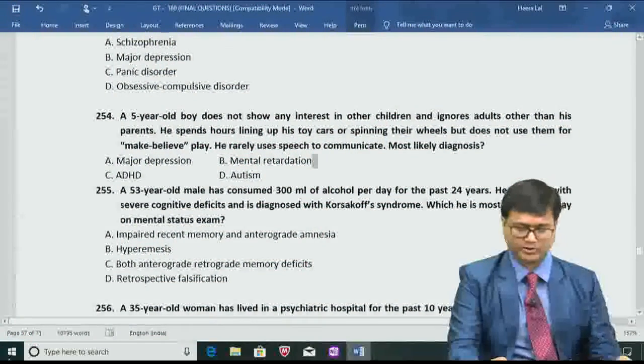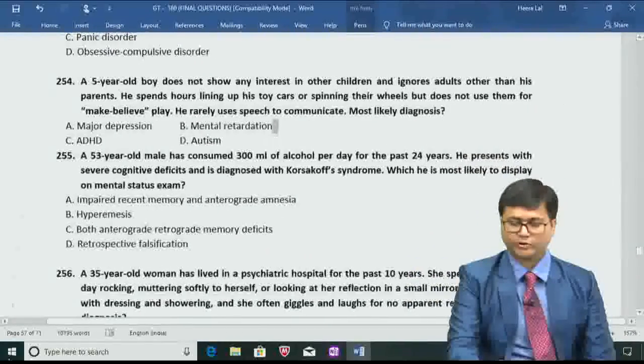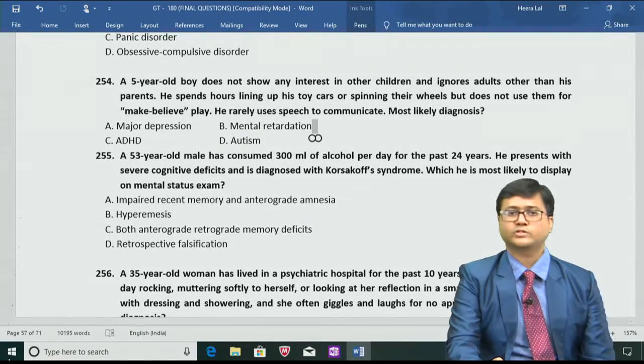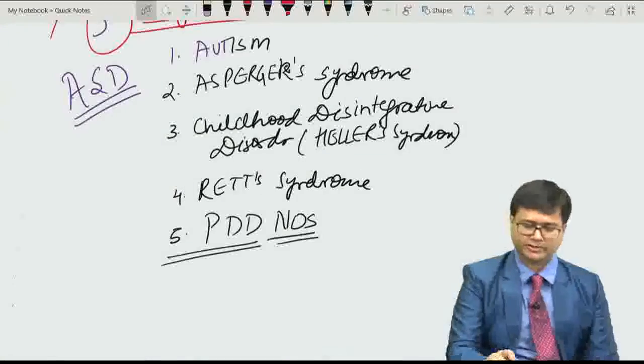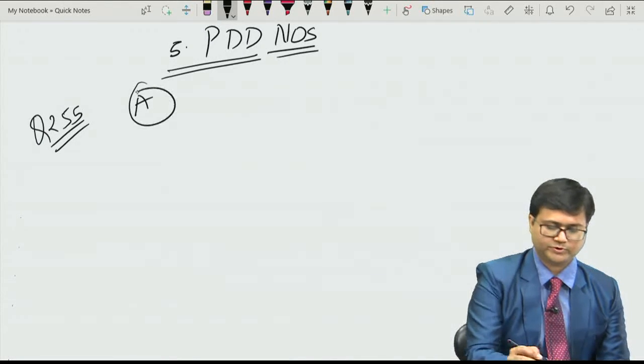Now coming to the next question. A 53-year-old man consumes around 3 ml of alcohol per day for the past 24 years, presents with severe cognitive deficit, and is diagnosed with Korsakoff syndrome. What is the most likely finding in the mental status examination? The right answer is option A, that is impaired recent memory and anterograde amnesia. So let us discuss it in detail.